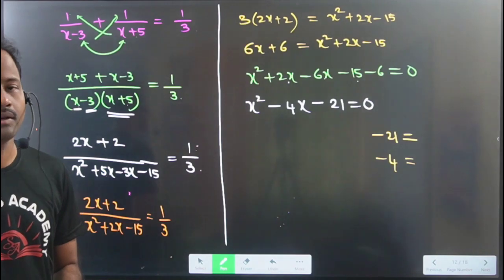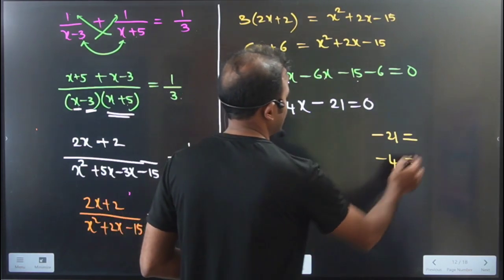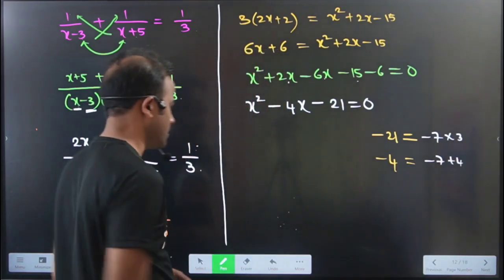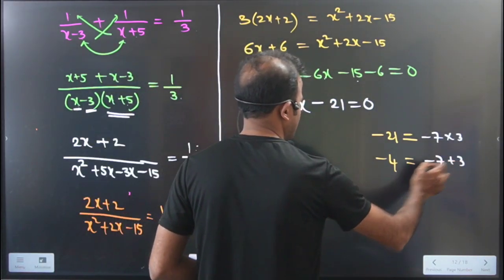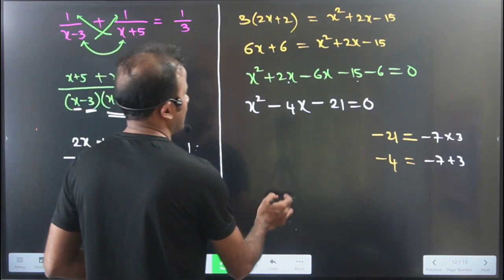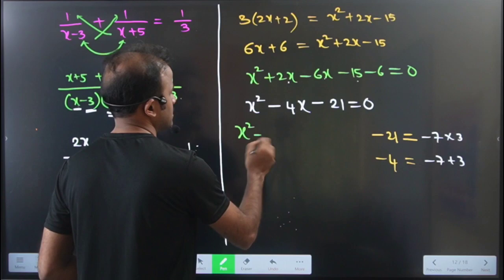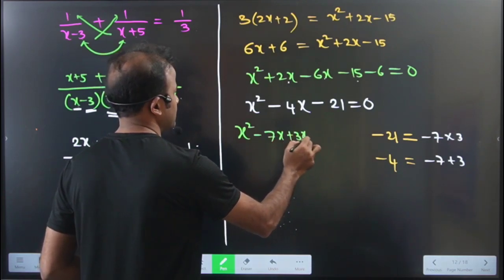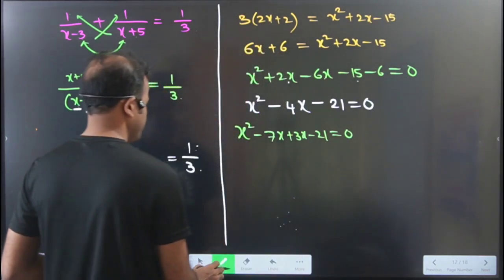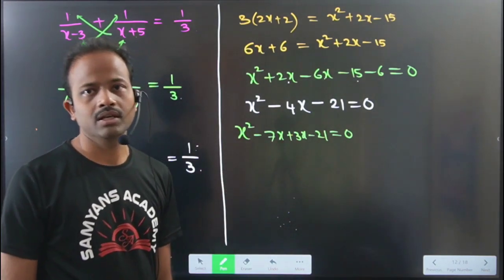Here minus is coming, right? Minus 4 is coming. The answer is minus 7 and 3. Minus 7 into 3 is minus 21. Minus 7 plus 3 is how much here? Minus 4. This minus 4x we can split as x square minus 7x plus 3x minus 21 equal to 0. Okay, is it clear? Now this minus 4x middle term we split as minus 7x plus 3x.